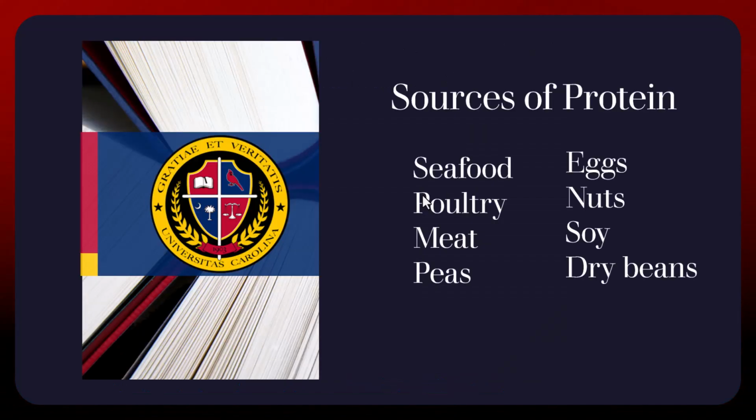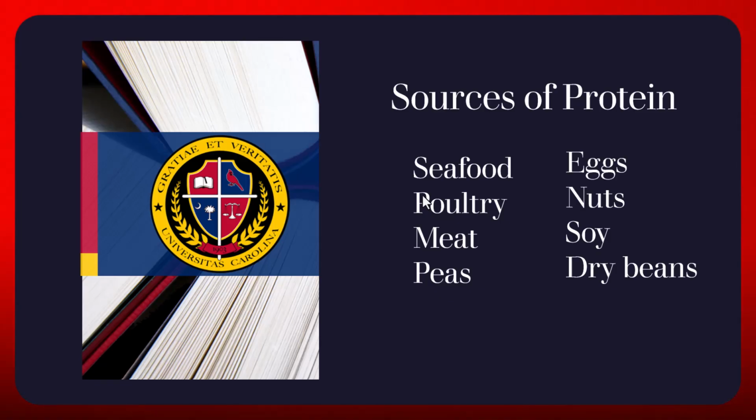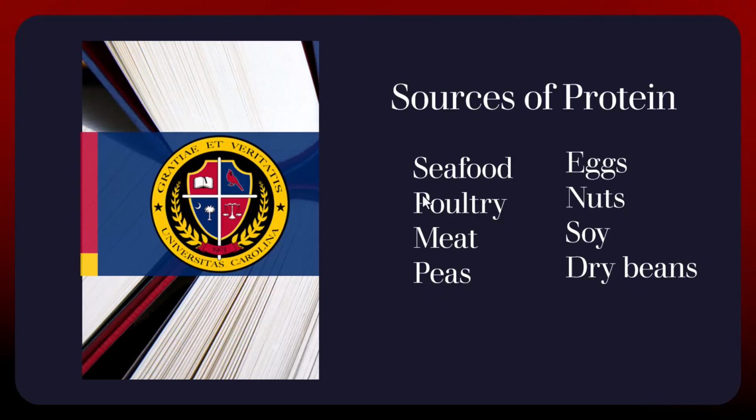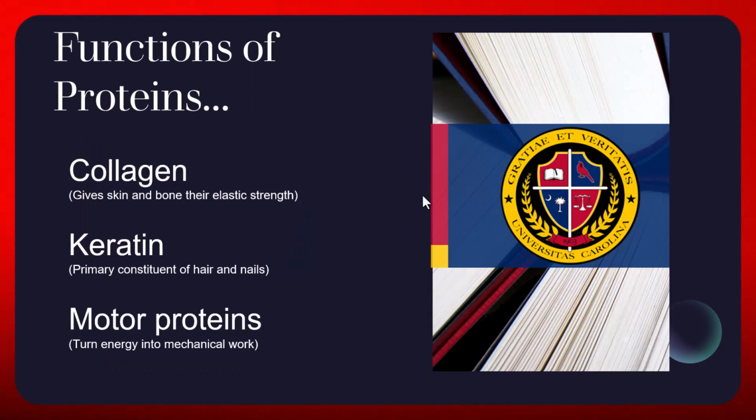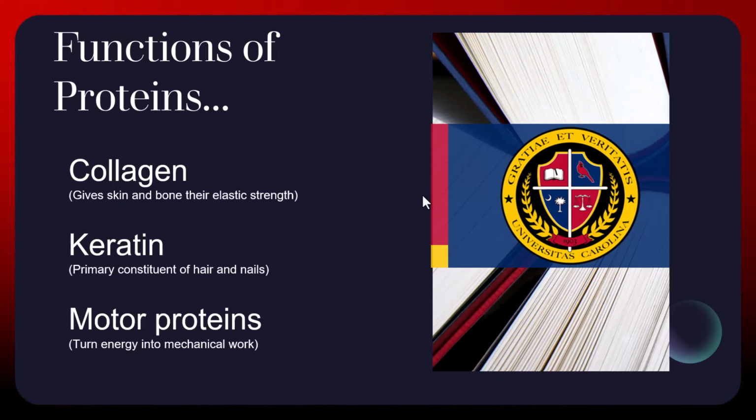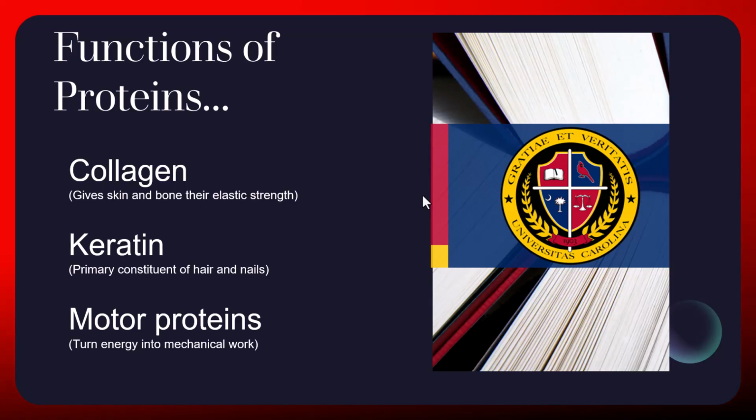The sources of proteins are seafood, poultry, meat, peas, eggs, nuts, soy, and dry beans. And so those are the things that we need to have in this diet to get the between 10 and 35% of the diet of protein that we need.